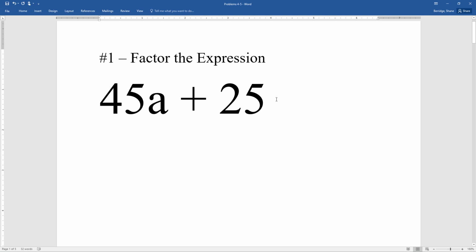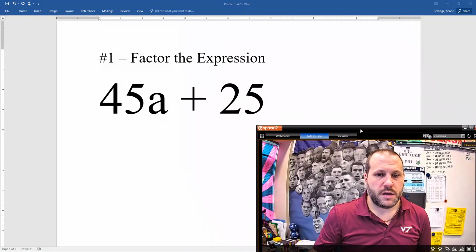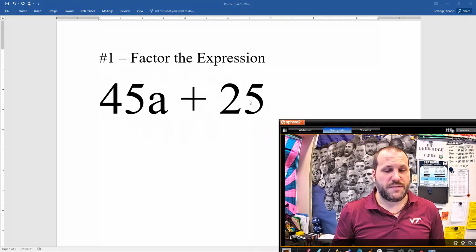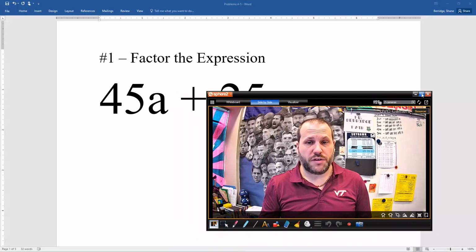Let's see. We can notice that we have numbers that can be factored here, ending in 5. So it looks like 5 can be factored out. Let me pull that up once more, make sure we get it right. 45a plus 25.